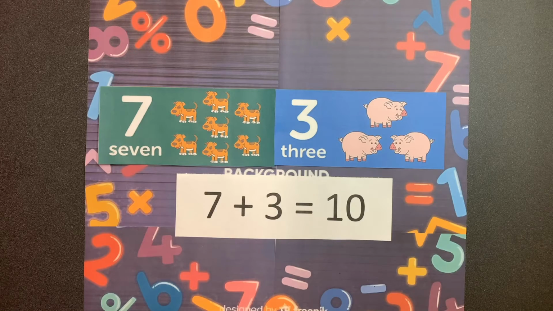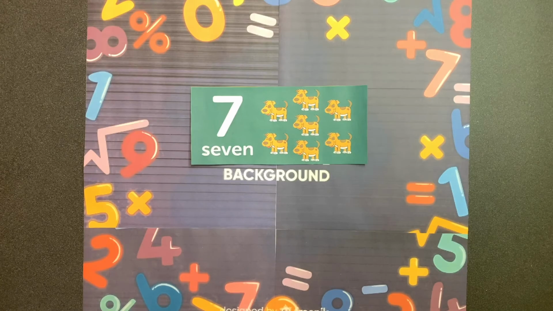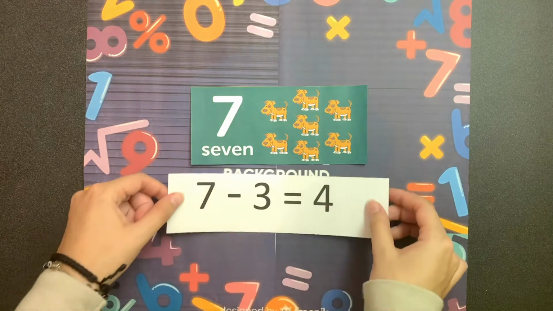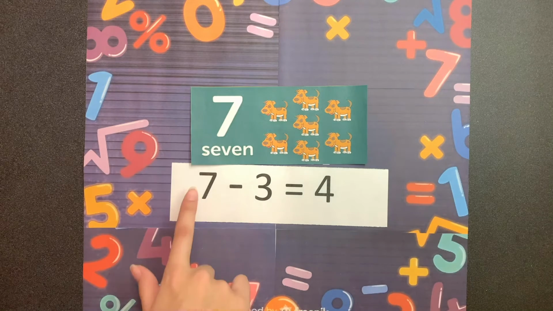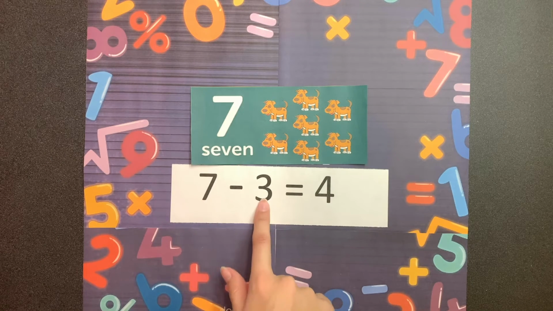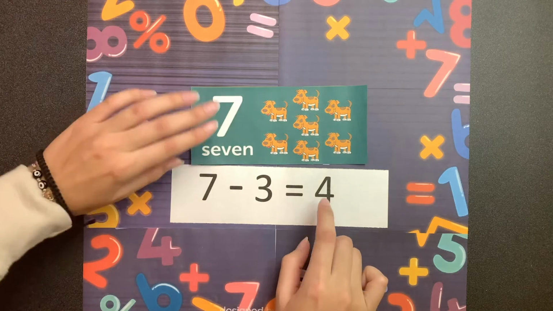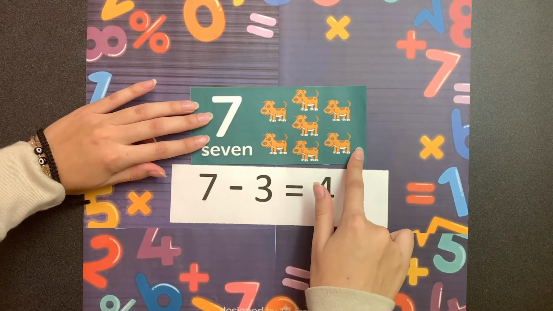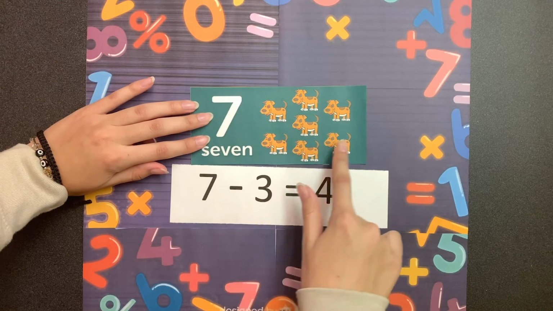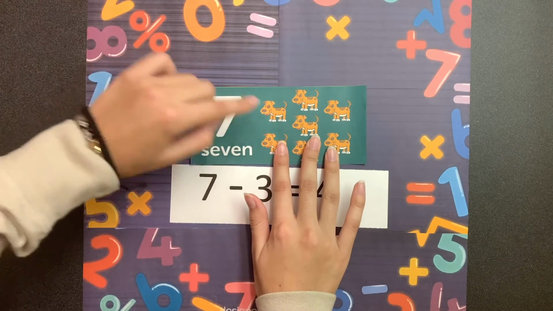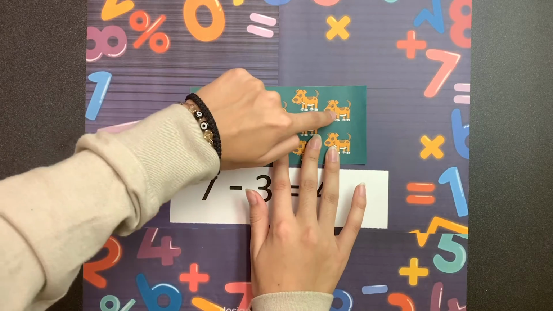Great job, friends. Now, what if I had said take away 3? We know that's subtraction, right? Because we're taking away, we're taking it out. And now our equation would look like this. We still have our 7, we're taking away our 3, so now our total would be 4. Because we have our 7 dogs, but if we take away 1, 2, 3, so we have these out, now we have 1, 2, 3, 4.